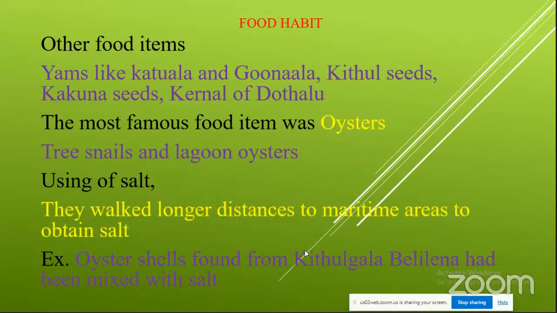What are the other food items full of carbohydrate? Yams like kattala and gonala, kitul seeds, kakuna seeds, kernel of dotilut, all those are plant food items and they provide carbohydrate. And the most famous food item of these people were oysters. Oysters means actually not the sea oysters. These oysters are actually snails found in the wet zone forests in Sri Lanka. So snails, especially tree snails and lagoon oysters, were the two types of oysters used as food in Sri Lanka.